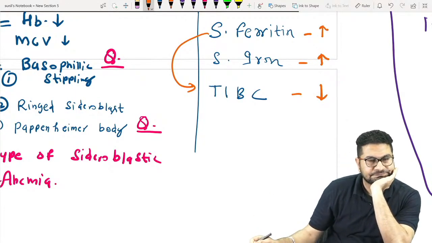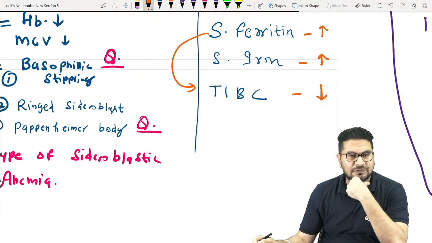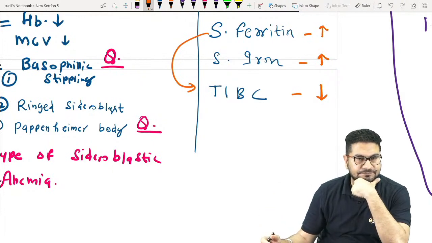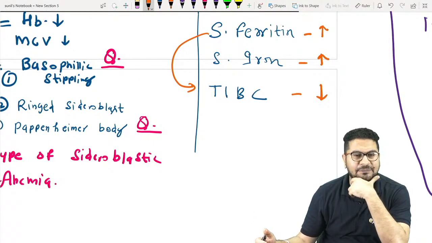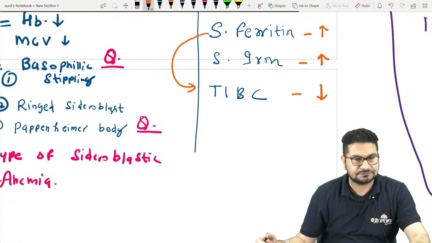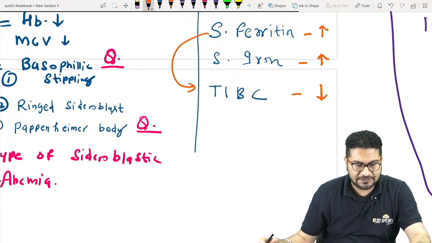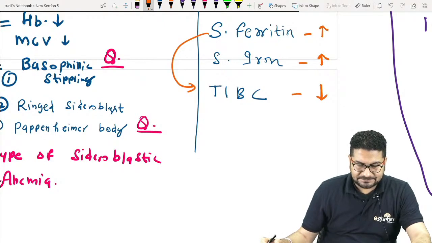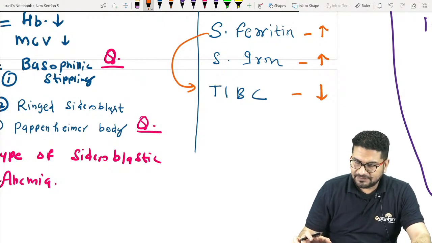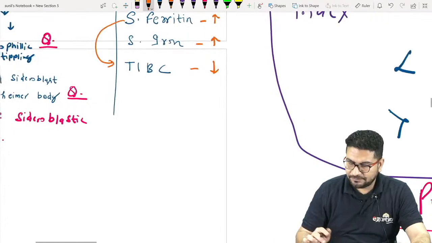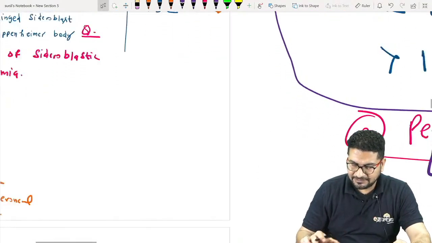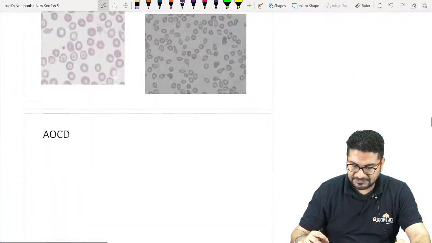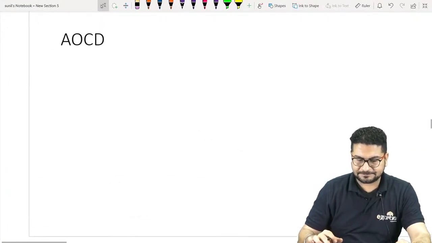Simple. Iron overloaded state means ferritin is more, serum iron is more, and TIBC is decreased. Clear? TIBC is decreased. So now the third type of anemia, I just want to finish this topic. The third type of anemia I am writing here is your AOCD, anemia of chronic disease.